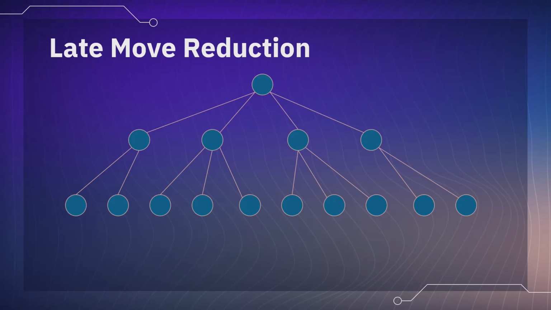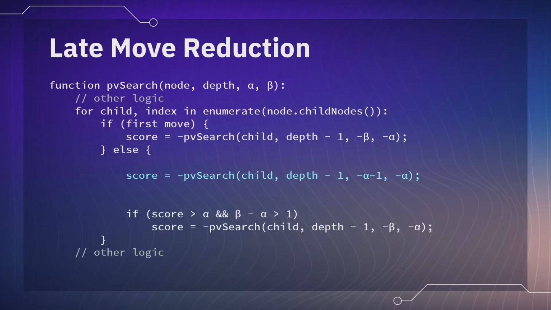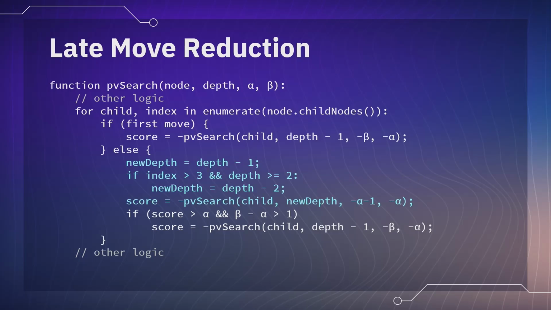So let's look at how the tree is. Let's say this is the tree that you need to search. Then late move reduction is basically you reduce the depth for the last few moves. In terms of pseudocode, again, this is the PV search, and this is the main call to the child. Instead of simply calling the child, you determine what depth you need to use.